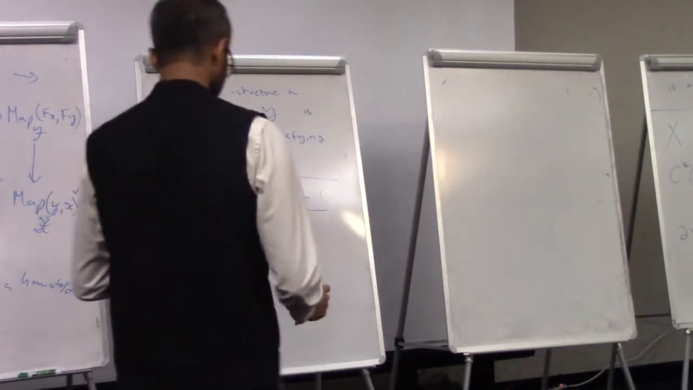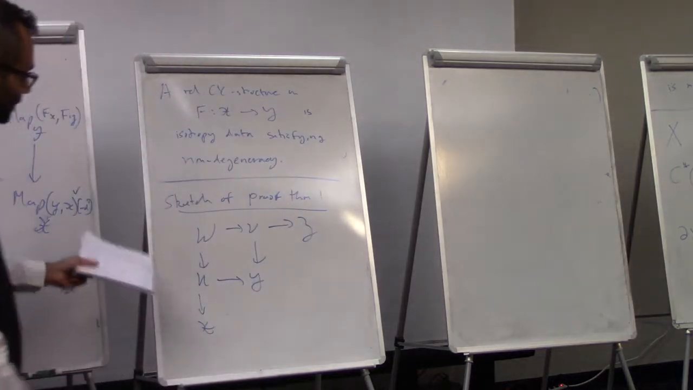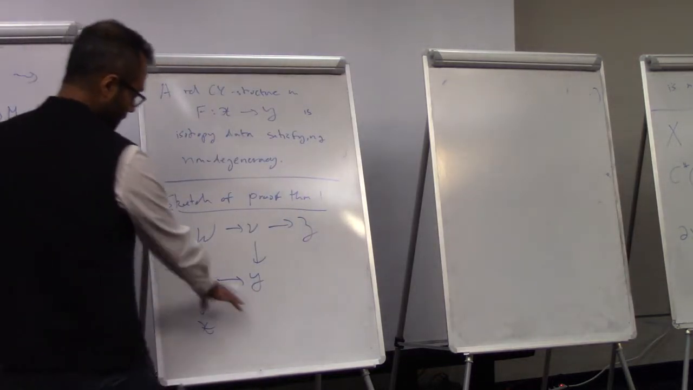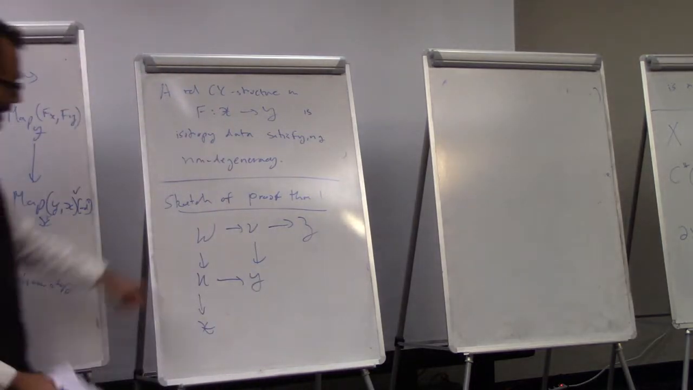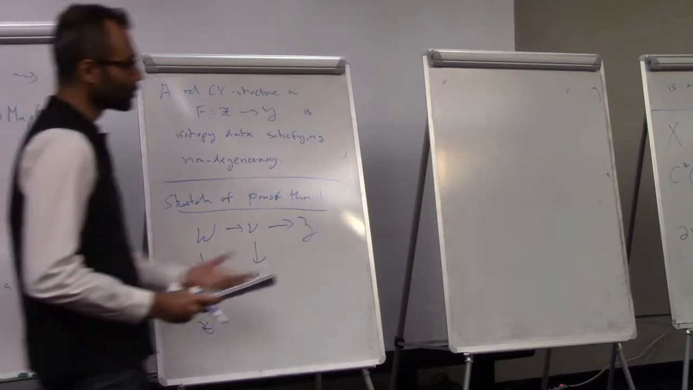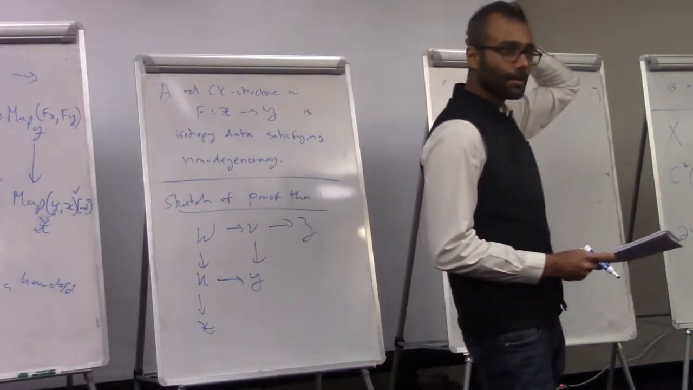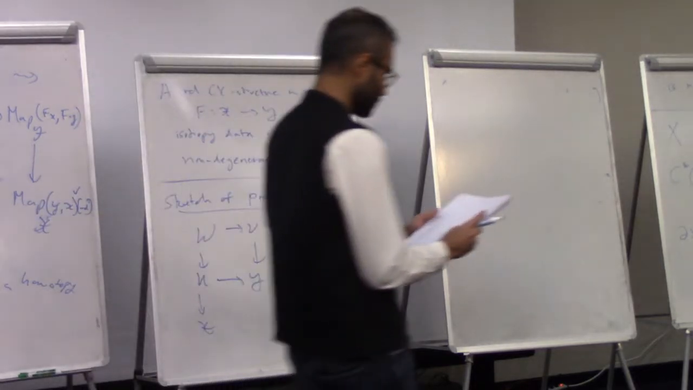Okay. And so if I have a diagram like this, and if I have relative Calabi-Yau structures on U mapping to X cross Y and W mapping to Y cross Z, I'd like to produce a relative Calabi-Yau structure on W mapping to X cross Z. And so the first thing I have to do is to produce isotropy data and show that it's non-degenerate. So the isotropy data is very easy.